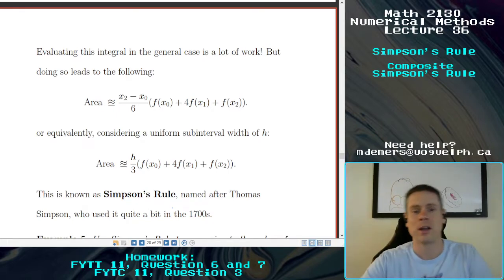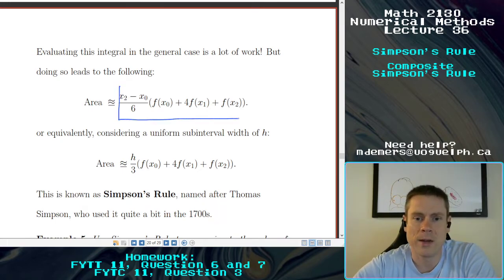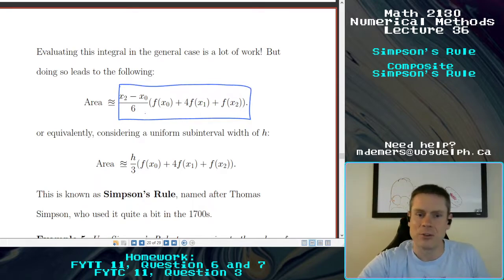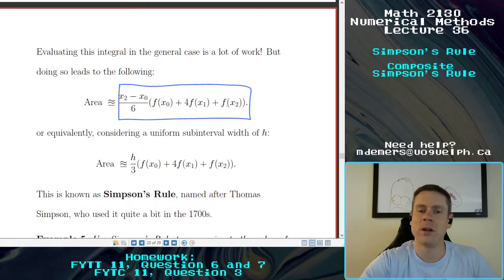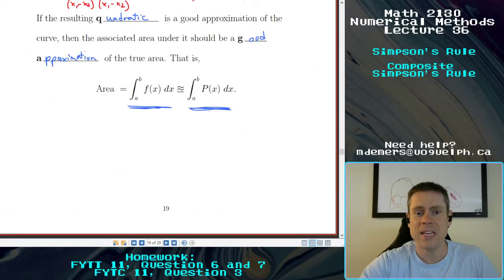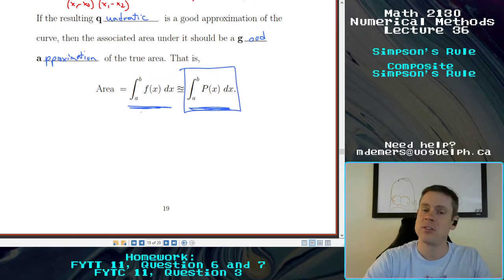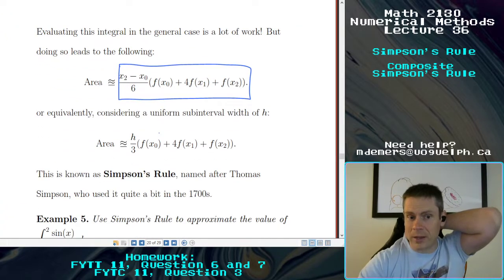However, if you do all that work, this is what you're going to get. The area is approximately equal to, if you do that integral, you get this right here. You get (x2 minus x0) over 6, which seems kind of interesting, but that's just what it turns out to be. And then you get f of x0, f of x1, and f of x2. This formula is equal to this integral, and this integral approximates the true area. And that's where this comes from. That's why it works out well.